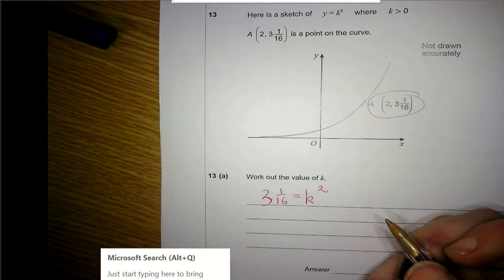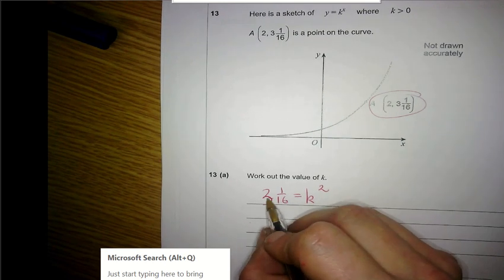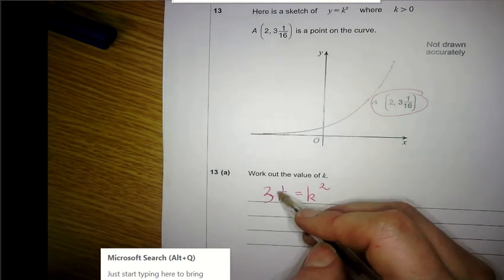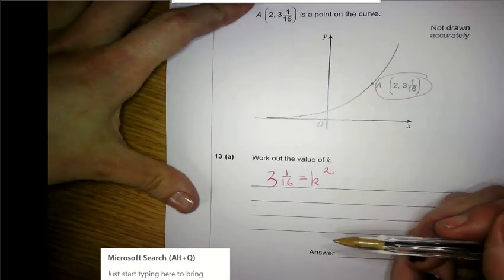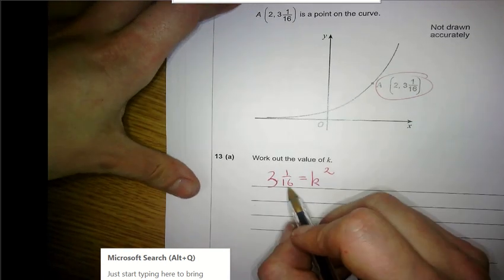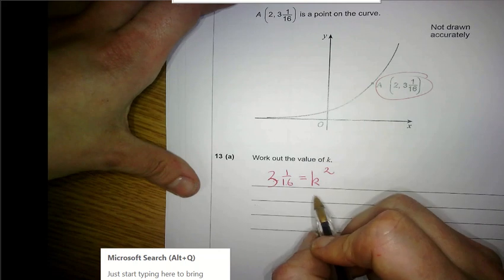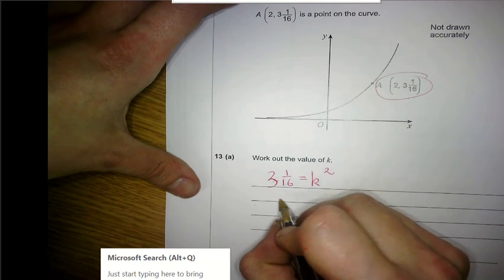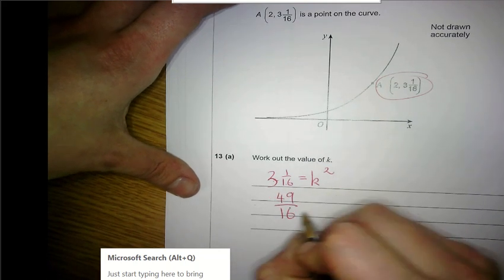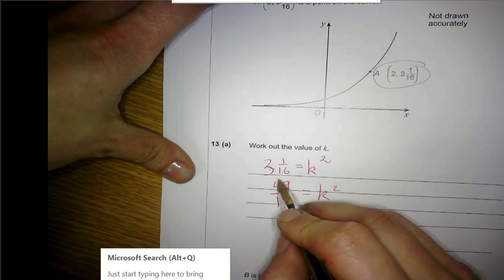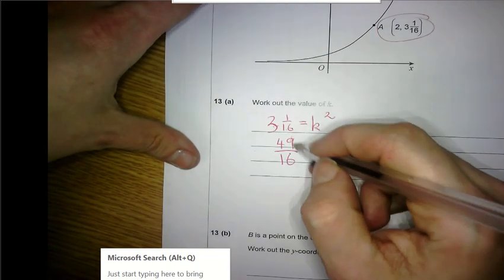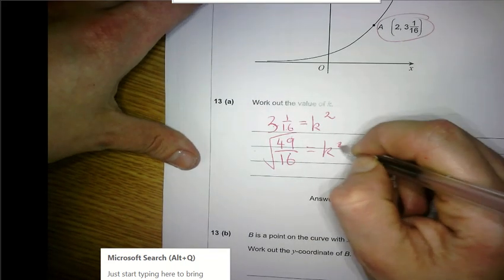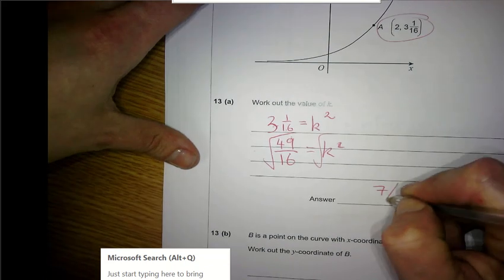I'm going to write this as an improper fraction, because I don't know how to square root 3 and 1/16, but maybe as an improper fraction I would recognise some square numbers. So 3 times 16 is 48, plus 1 is 49 over 16. Lovely. Now I've got two nice square numbers, so I'm going to square root both sides, square root numerator and denominator, and I'll get 7 over 4.